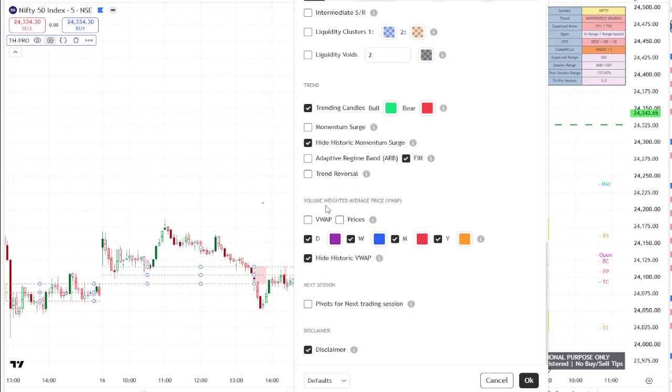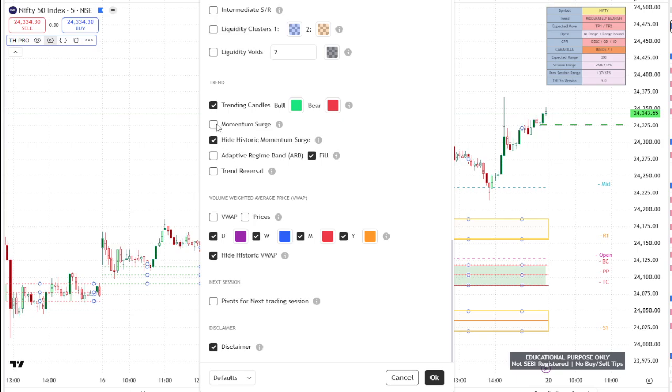See, the price will not move only when a few sellers have come into the market. It will not go down. It has to come with a surge, with a bang, only then it will go. So that momentum surge is being automated with AI, adaptive intelligence. When you enable this, it will show you the momentum surge.